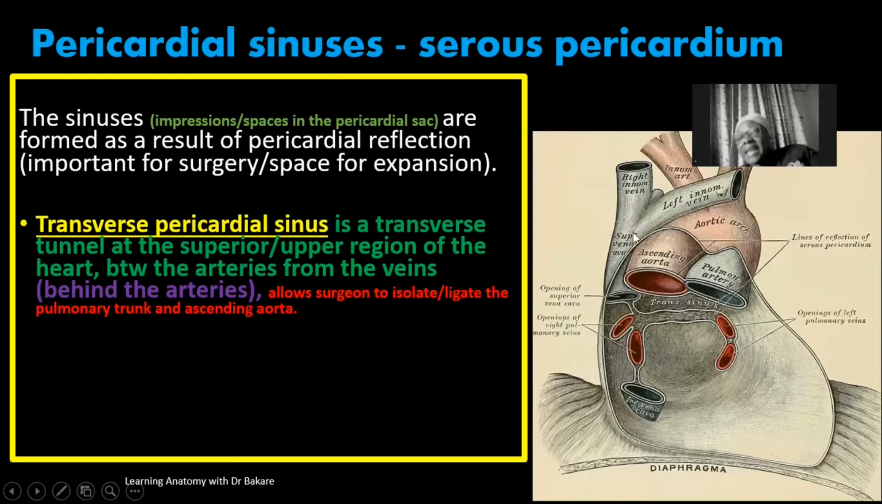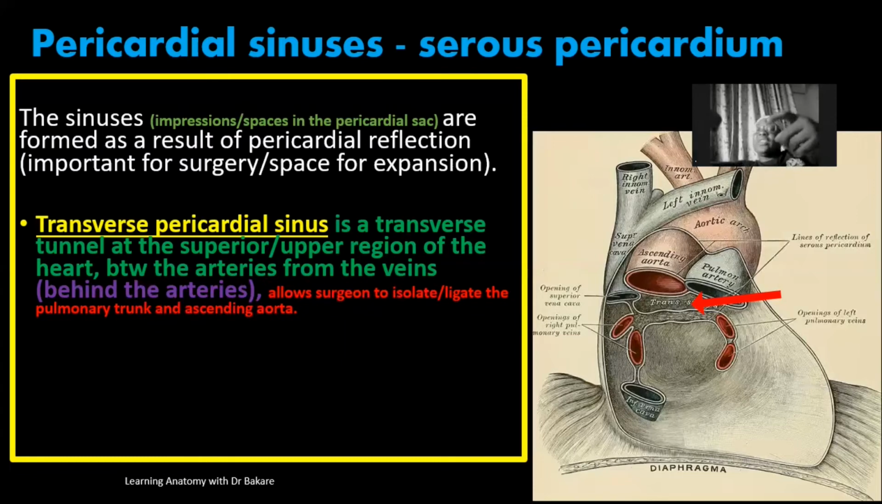So behind the ascending aorta and the pulmonary artery, we have a pericardial reflection around this side, and this is called the transverse sinus. This transverse sinus is important during surgery because around this area, the hand can be put into it because of the space that is created, so that these two vessels, which are the aorta and the pulmonary artery, can be ligated during the process of surgery.